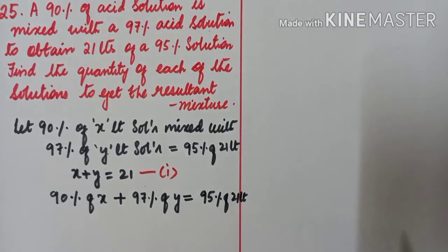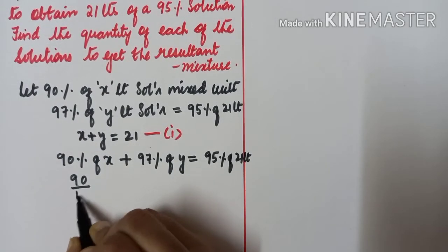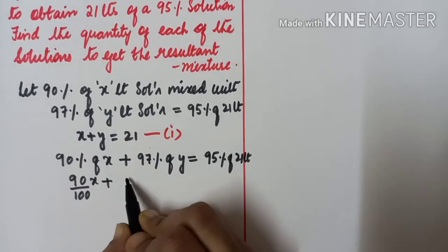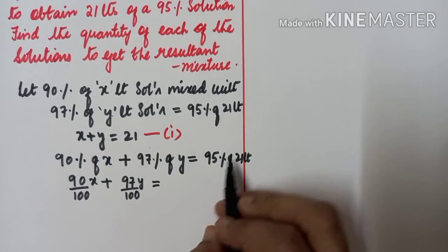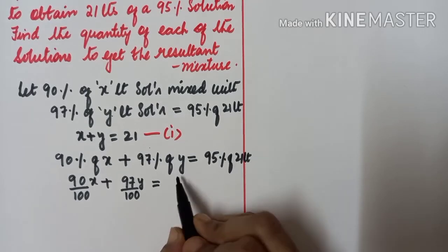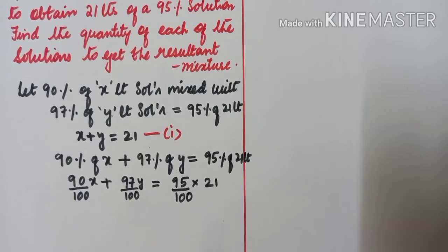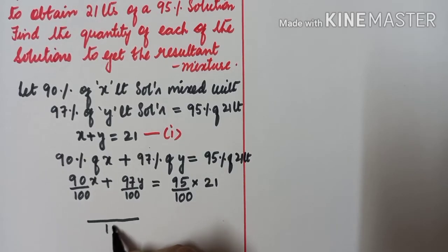So what is 90% of x? How can you write this? 90 divided by 100 into x, that is 90x by 100, plus 97 by 100 into y, that is 97y divided by 100, equals 95% of 21 liters. 95% is nothing but 95 by 100 into 21. This is how you got the equation, but there are denominators of 100, so let us try to cancel them. Both have 100 as the LCM.